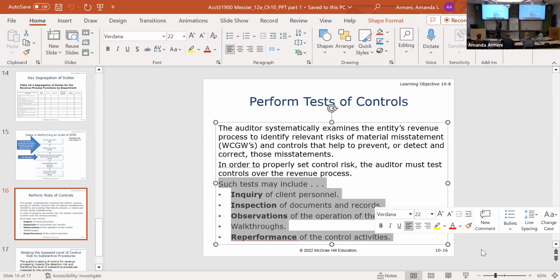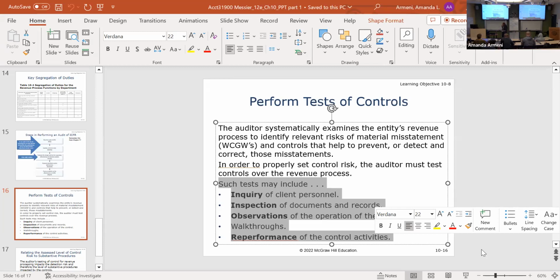And I didn't highlight walkthroughs because, as I mentioned last time, a walkthrough is basically where we take one transaction and we follow it from start to finish. And again, we're assuming that's already been done. We've already done that because it helped us identify what controls they have in every phase of the process. So that's why walkthrough isn't highlighted on this slide.